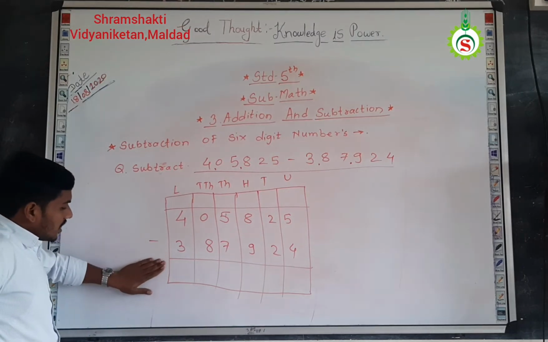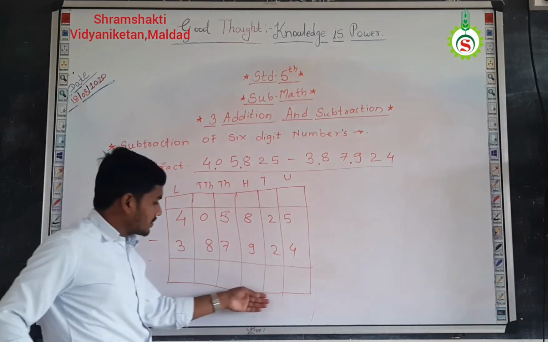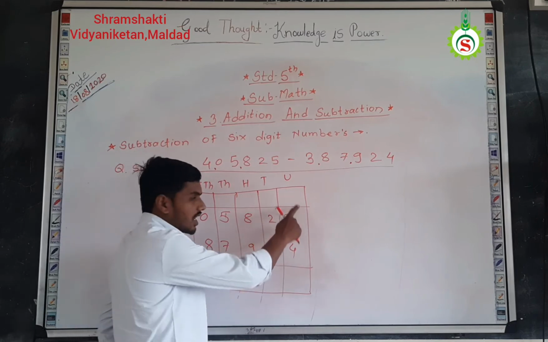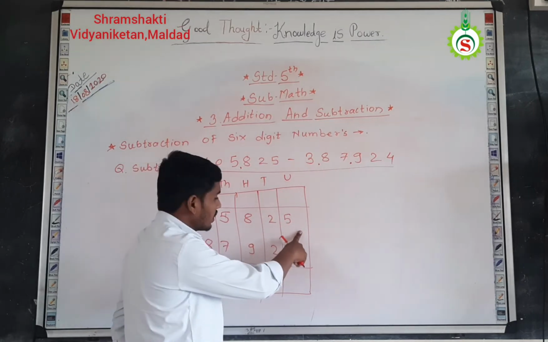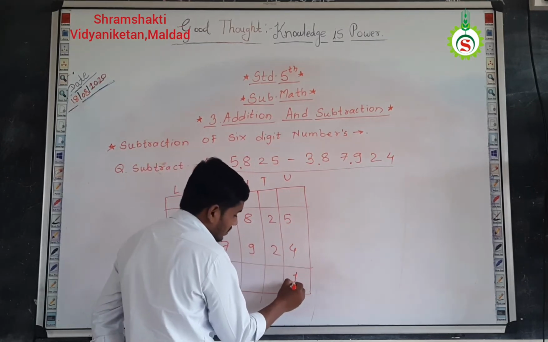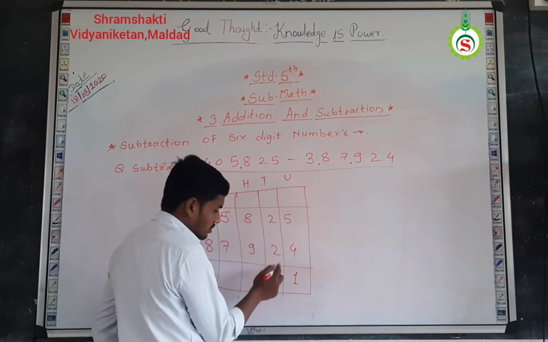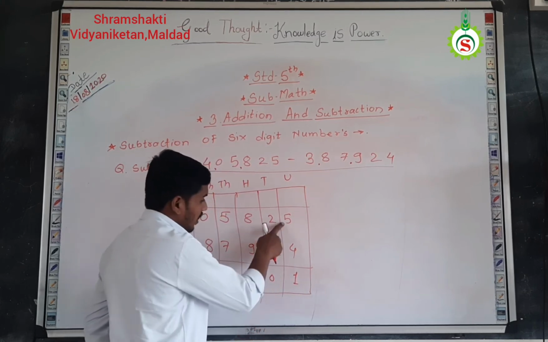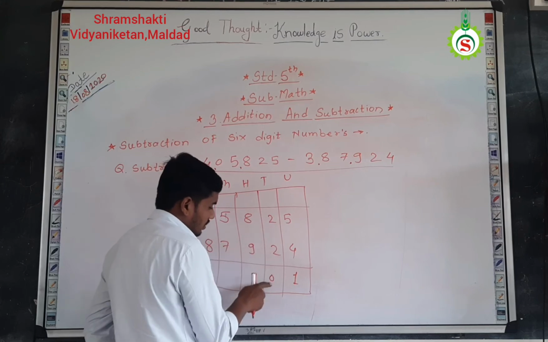Now I can solve the given example. I will start from the unit place. 5 minus 4, answer is 1. 2 minus 2, answer is 0. 5 minus 4, answer is 1. 2 minus 2, answer is 0.